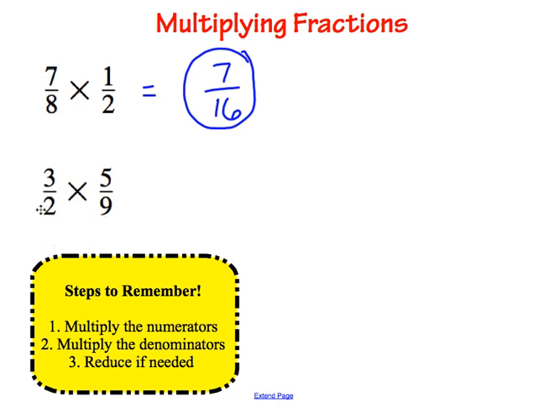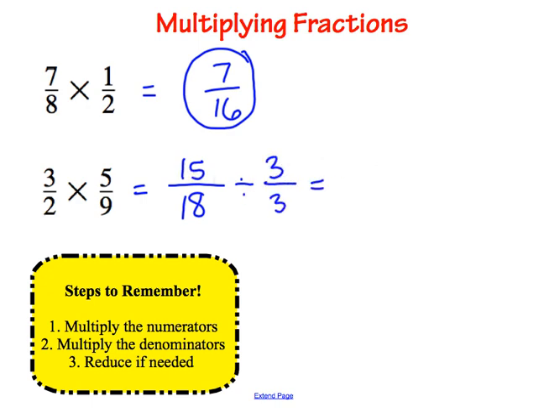The next problem, 3/2 times 5/9. Let's multiply the numerators first. 3 times 5 is 15. Multiply the denominators. 2 times 9 is 18. And reduce if needed. So we're asking ourselves, are there any numbers that can go into 15 and 18? 2 won't work, but moving to 3, we can divide both by 3 on top and bottom.